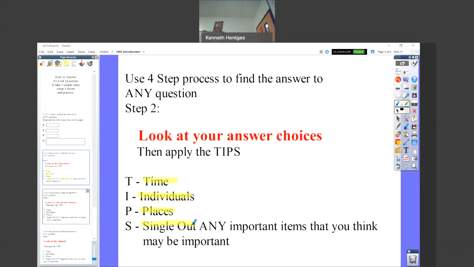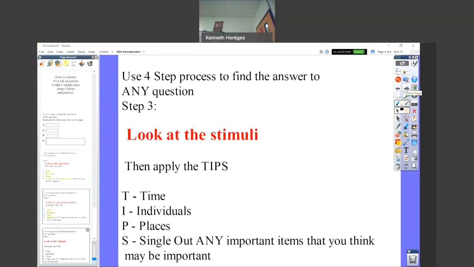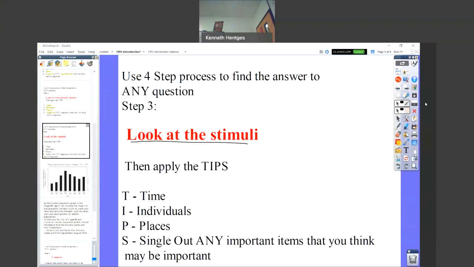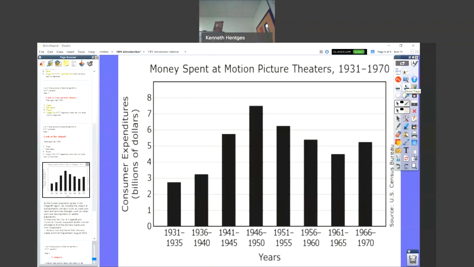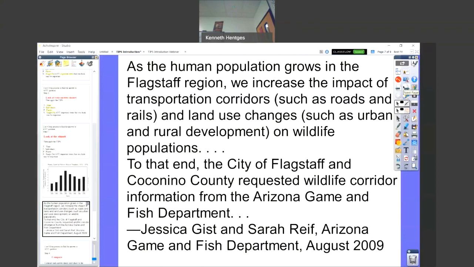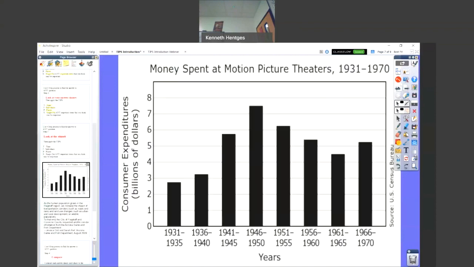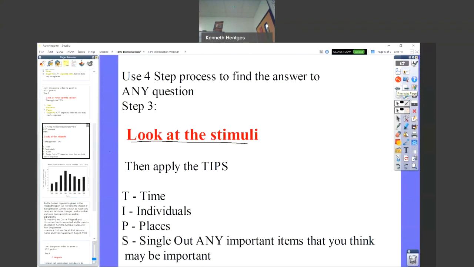Step 3 is you look at the stimuli. Okay? What's a stimuli? That's a stimuli. That's a stimuli. Okay? Now, step 3 is you apply TIPS to the stimuli. You look for times, individuals, places, and once again, you single things out.